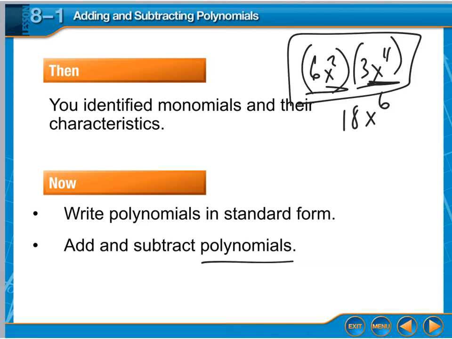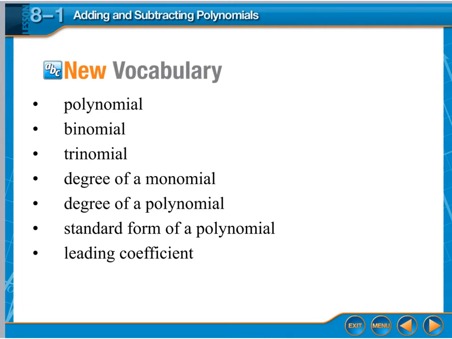And the first thing we're going to do, though, is learn how to subtract and add them together instead of multiplying. We're going to do that later because we need to figure out what our like terms are first, okay? All right, now on the page here, the vocabulary, we're going to skip most of this because it's not really that important.